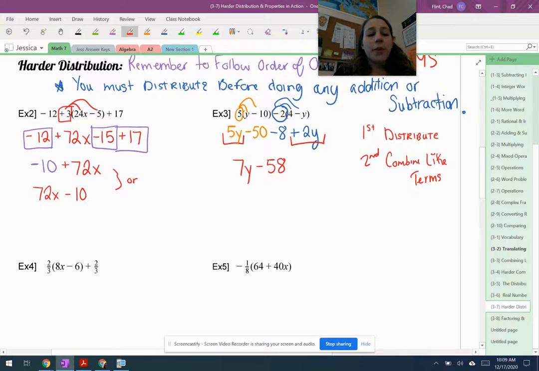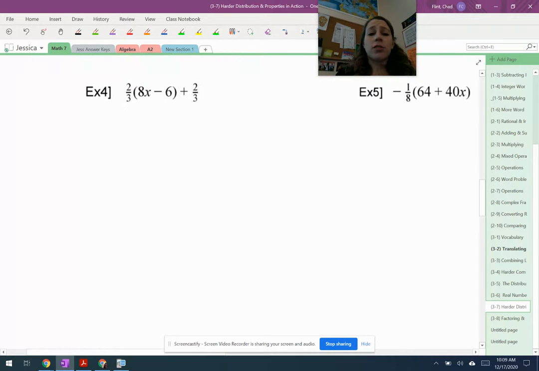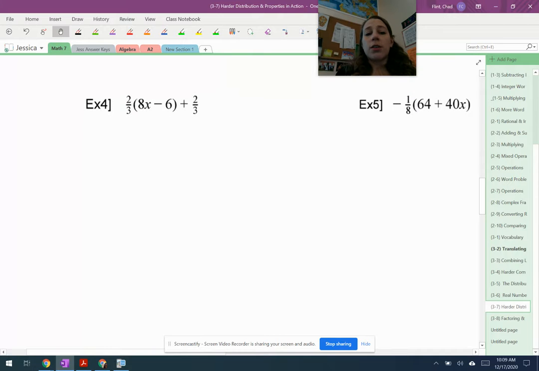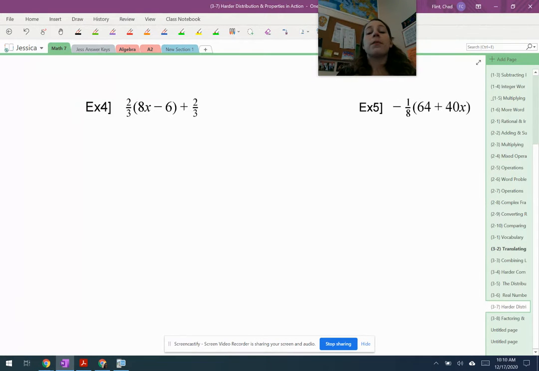All right, example 4 in a harder distribution. And oh my goodness, these next two examples are absolutely terrifying because they have everybody's favorite thing in them, and that would be fractions. We know how much we love fractions. Okay, so again, just like we talked about, the first thing we're starting with is any distribution.